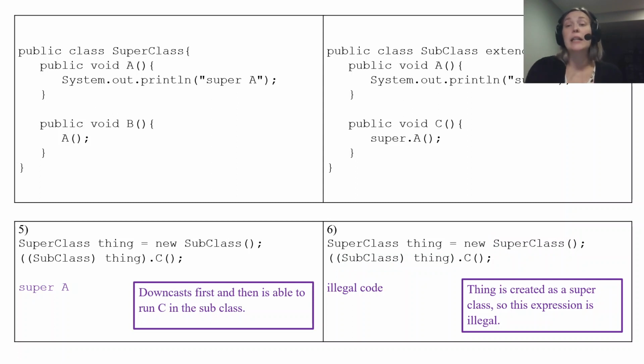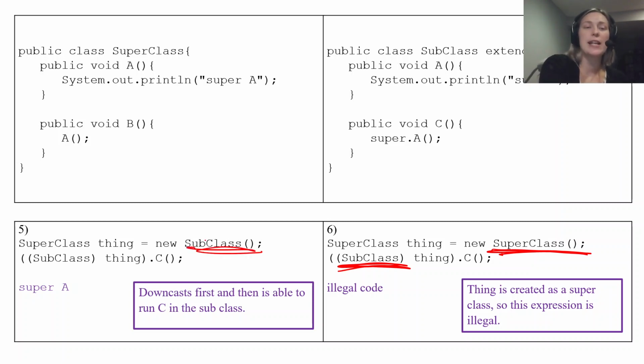Illegal code. And it's illegal because you're created as a super and you can't explicitly cast as anything less than what you create as. Okay? You can only explicitly cast as the thing itself that you're created as. Created as a sub, explicitly cast as a sub. Right? Created as a super, can't explicitly cast as anything other than super.